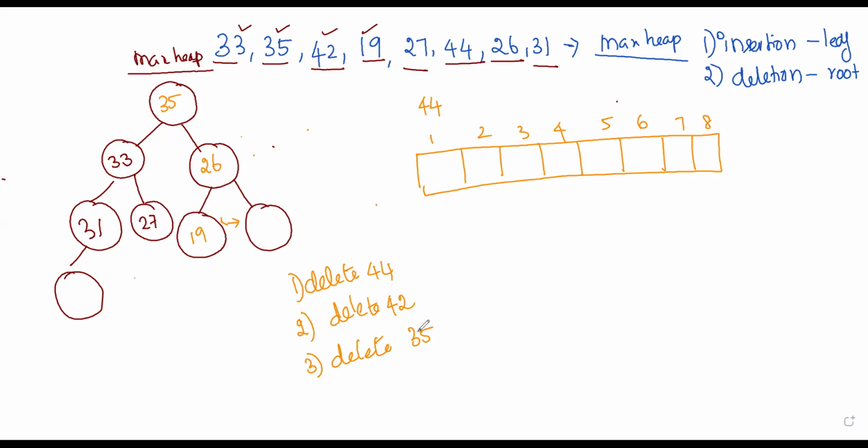Next, the element to be deleted is 35, because only the largest element can be deleted and the largest element will always be at the top, the root position. So delete 35. After deleting 35, what should be replaced? It should be replaced with the next node, that is 19.